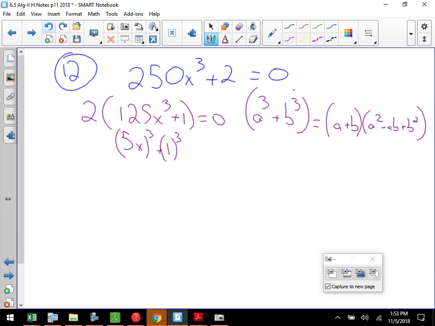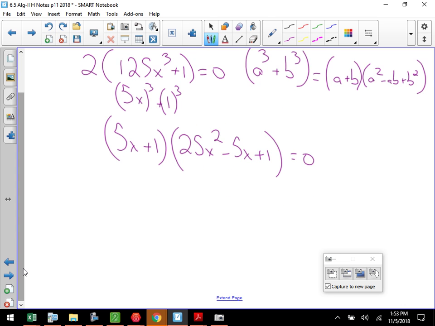So when I go to write this out, my value of a is 5x. So I get 5x plus 1. What is the quantity 5x squared? Very good, 25x squared. And then I have minus 5x plus 1. Once we get to the pattern, really easy. One of those two is, again, a really easy 0 to find. -1/5, very good. The other one you have to math.